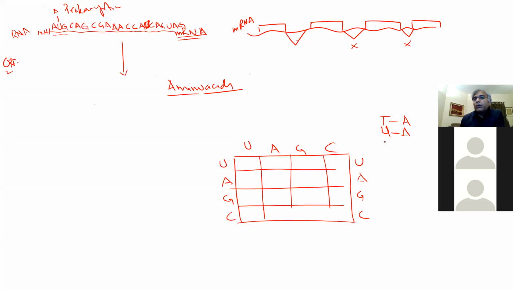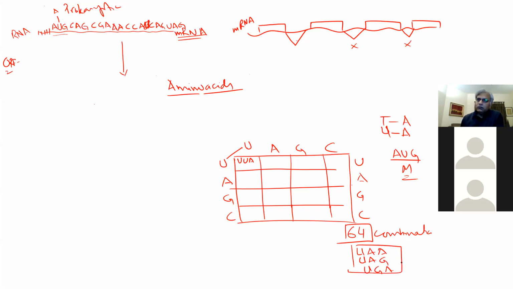What is the code? So we know the code is a triplet code. AUG always encodes methionine. Okay. And similarly, you have UUU, UUA, you keep going like this. And what we have learned in the last 40 years is that there are a total of 64 combinations of these triplets. Out of these 64, three codons, UAA, UAG, or UGA, these three are called stop codons. They don't encode any amino acid.